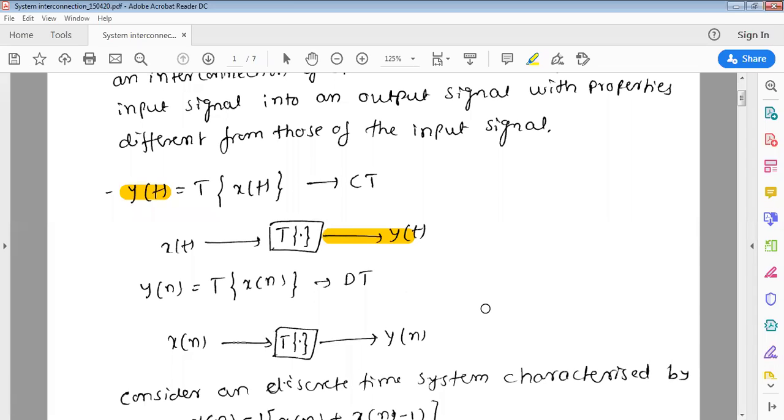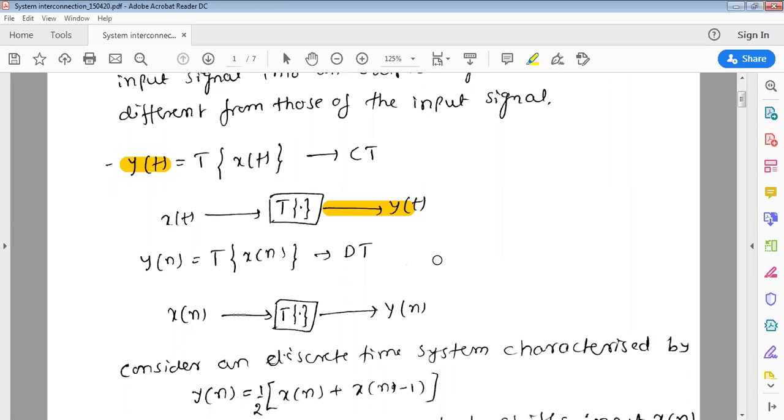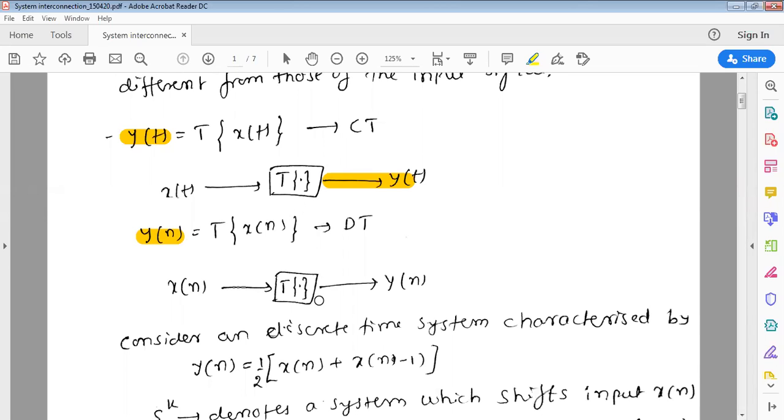You can always encode the signal, encrypt the signal, compress the signal. You can do many operations. But this is the simple representation which shows x of t is given to a system which will produce y of t. In the same way, I'll write in the discrete time domain y of n is equal to T of x of n. T is a transfer function which will modify the signal x of n to produce my y of n.